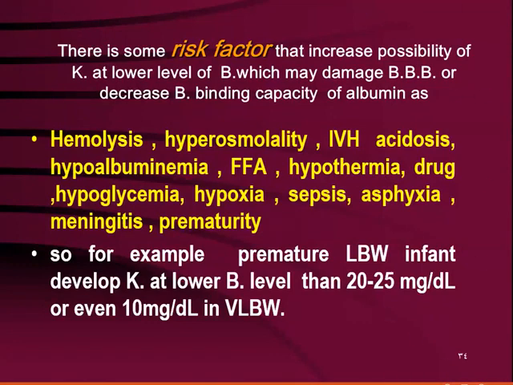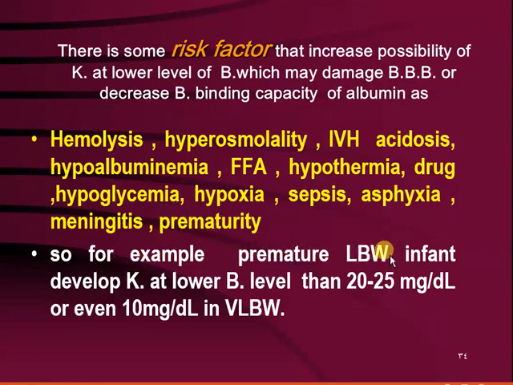There are some risk factors that increase the possibility of kernicterus at a lower level of bilirubin, which may damage the blood-brain barrier or decrease the bilirubin binding capacity of albumin, such as hemolysis, hyperosmolality, intraventricular hemorrhage, acidosis, hypoalbuminemia, increased free fatty acids, hypothermia, drugs, hypoglycemia, hypoxia, sepsis, asphyxia, meningitis, and prematurity.